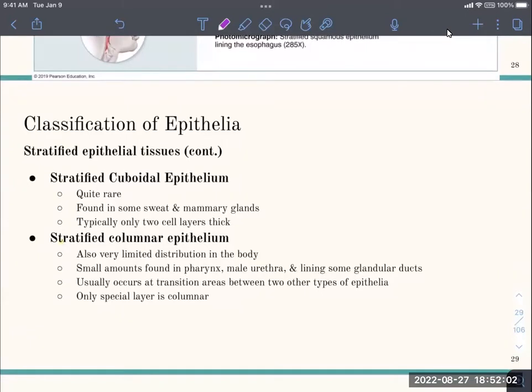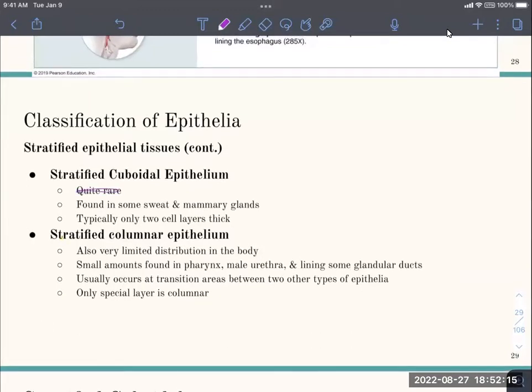Or stratified squamous epithelium. Sorry, they're stratified because it's many, many layers. We have stratified cuboidal epithelium. It is very rare. So stratified cuboidal is found usually in sweat glands, and there are some mammary glands that contain stratified cuboidal cells.